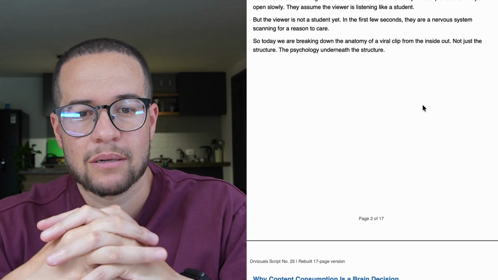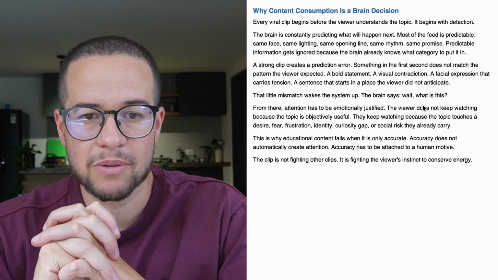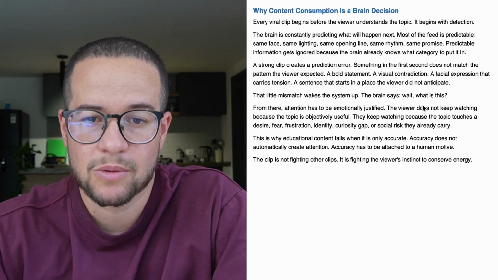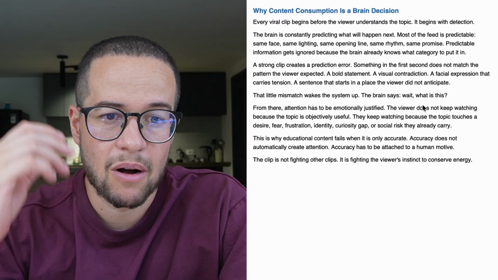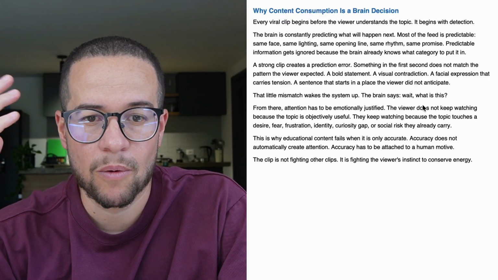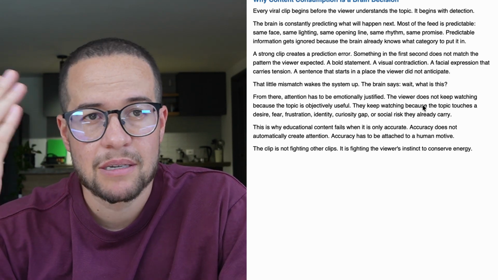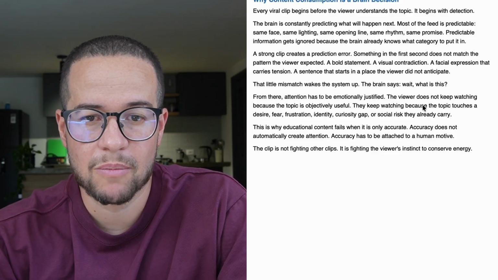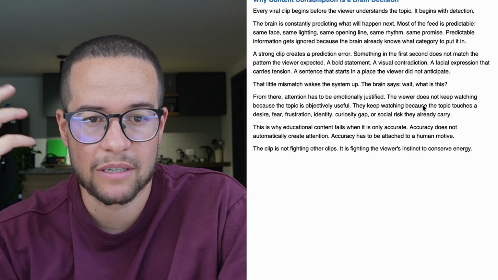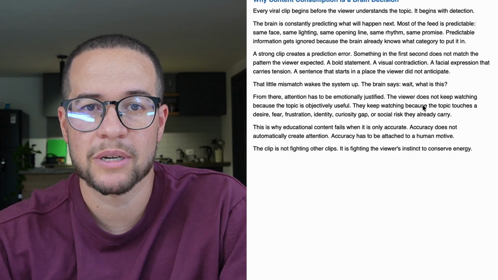Why content consumption is a great decision. Every viral clip begins before the viewer understands the actual topic. It begins with detection. The brain is constantly predicting what will happen next. Most of the feed is predictable. Same face, same lighting, same opening line, same rhythm, same promise. Predictable information gets ignored because the brain already knows what category to actually put it in.